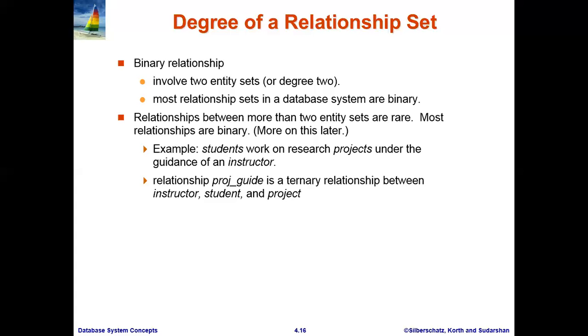Example, we'll see now. Students work on research projects. If students are working on research projects under the guidance of an instructor, then the relationship project_guide is a ternary relationship between instructor, student, and project, where there are more than two entity sets. We'll see it diagrammatically.